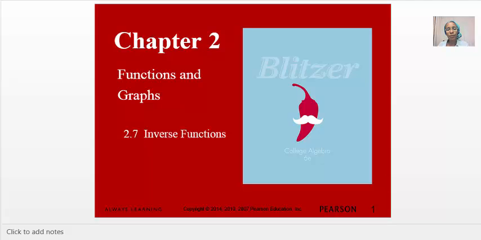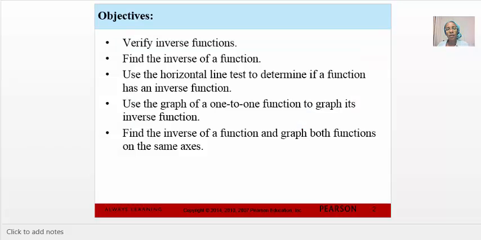Let's take a look at Chapter 2, Section 7, where we're looking at inverse functions. Here are some of the objectives. We want to verify inverse functions, find the inverse of a function, use the horizontal line test to determine if a function has an inverse function, use the graph of a one-to-one function to graph its inverse function, and find the inverse of a function and graph both functions on the same axes. So those are some of the objectives of this section.